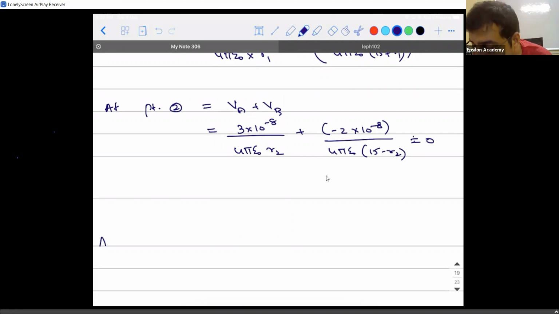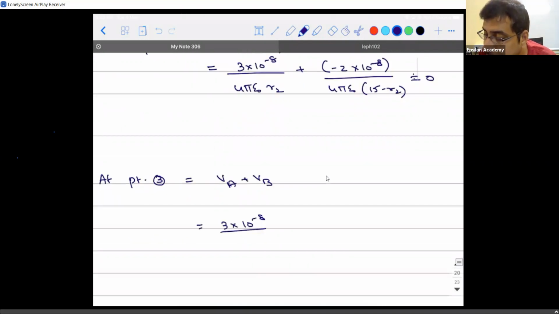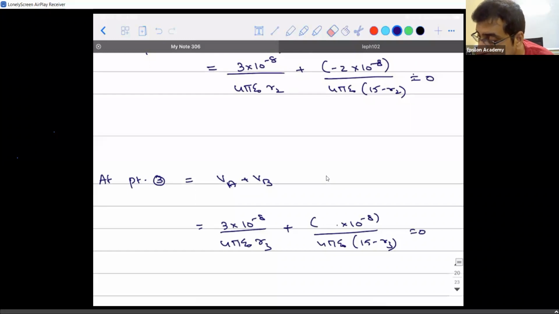Here, similarly, at point 3, what is going to happen? VA plus VB, that is 3 into 10 power minus 8 divided by 4 pi epsilon naught into R3 plus minus 2 into 10 power minus 8 divided by 4 pi epsilon naught into 15 minus R3 should be equal to 0. So what I want you people to do is, calculate the value of R1, R2 and R3 and tell me by tomorrow's class. Out of all the 3 values, there will only be 2 values which are valid. The other one will be invalid.